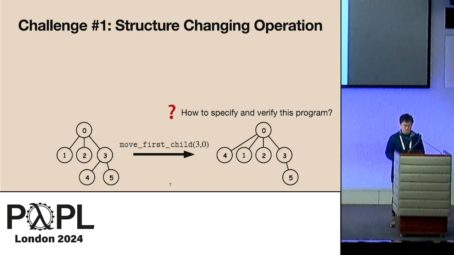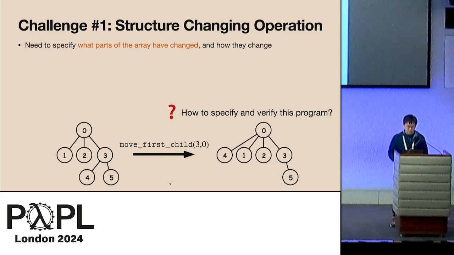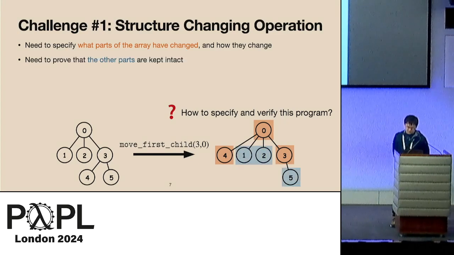Basically, there are two important requirements to fulfill. First of all, it's necessary to specify what parts of the array have changed and how they change. In the example below, there are only 3 elements of the array getting changed. They correspond to node 0, node 3, and node 4. Moreover, we need to prove that the other nodes, which are not touched by this program, are unchanged.